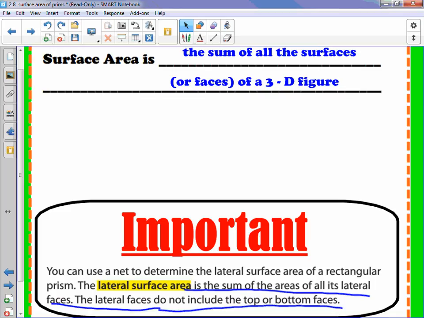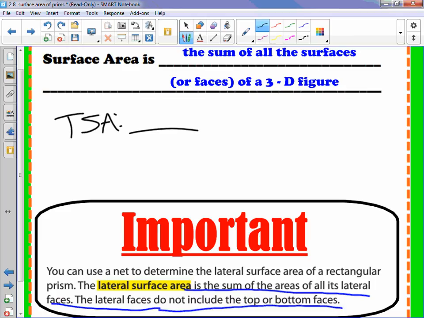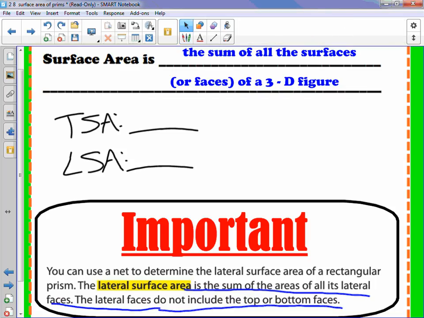Now here's the deal. That's super, super important. The sum of all the surfaces or faces of a three-dimensional figure is going to be your surface area. If you ever see me write this symbol, it is not an airport term. It is at the airport, but in math, it represents total surface area. Then you're going to see me write something that looks like this. That means lateral surface area.